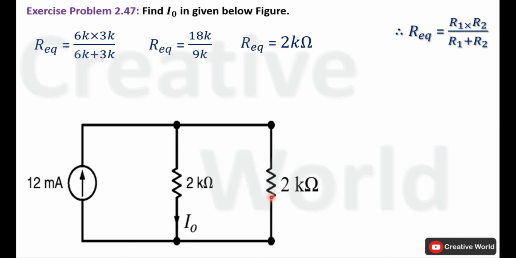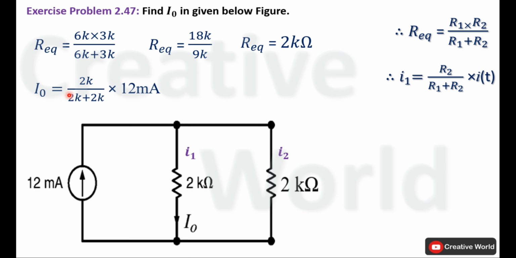Now inside this network we have two parallel connected resistances, so we can apply the current divider rule. Before using it, we will label the branch currents. I am assuming this branch current is I1 and this branch current is I2. Now we will use the current divider rule to calculate the value of current I1. The equation of current I1 will be equal to R2 divided by R1 plus R2 multiplied by I_T. Here I_T is the total supplied current, R2 is the opposite branch resistance and R1 is the same branch resistance. In this case, both resistances are 2 kilo ohm and the supplied current is 12 milliampere.